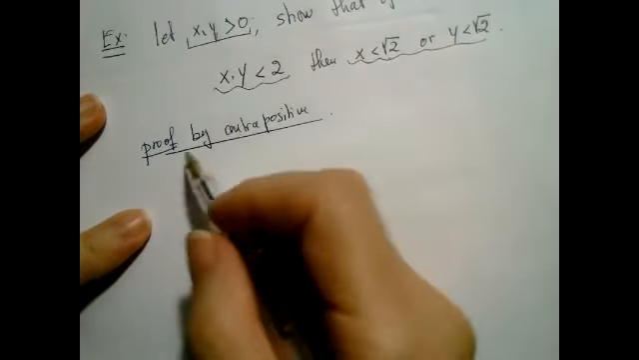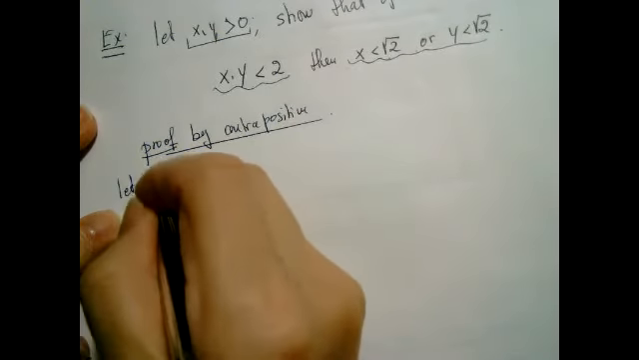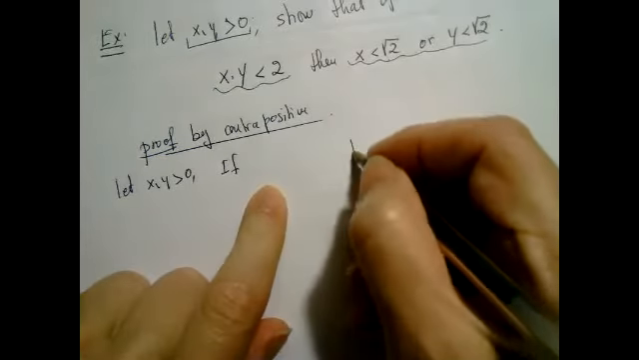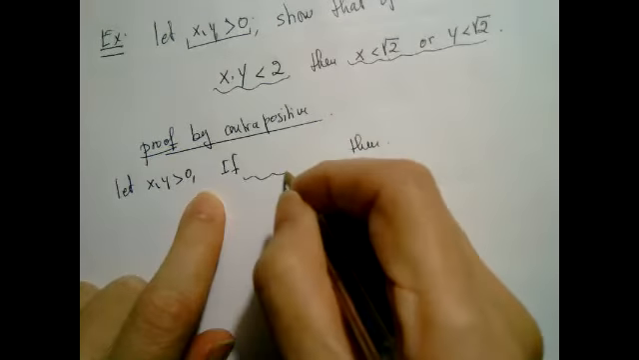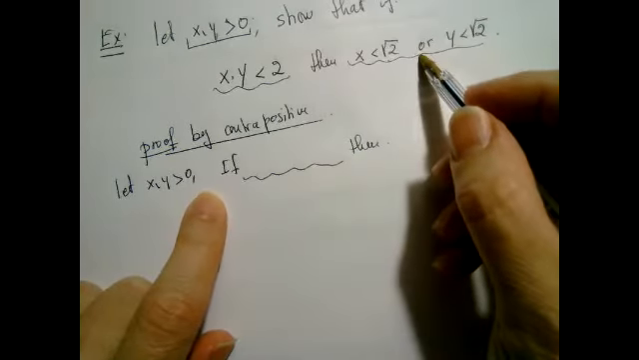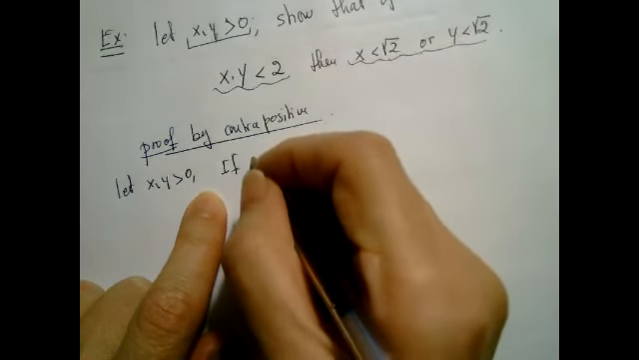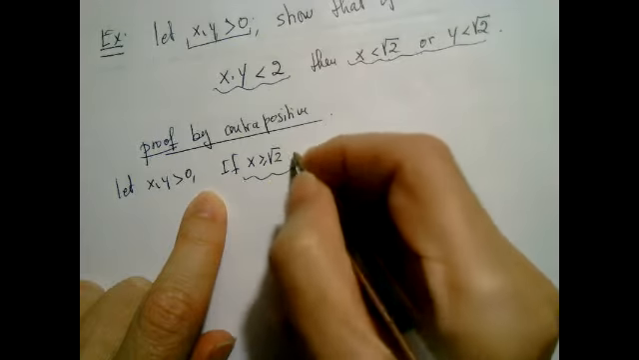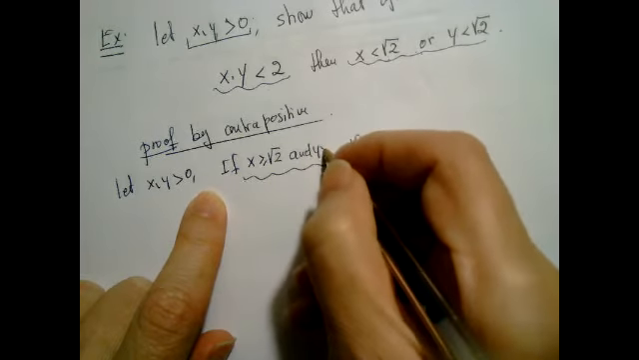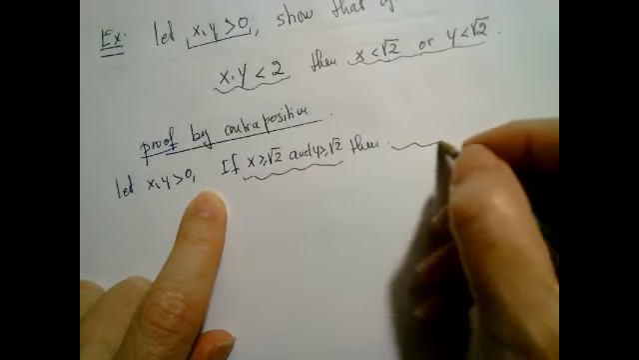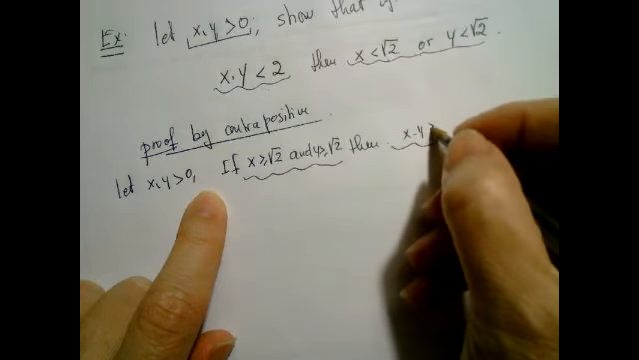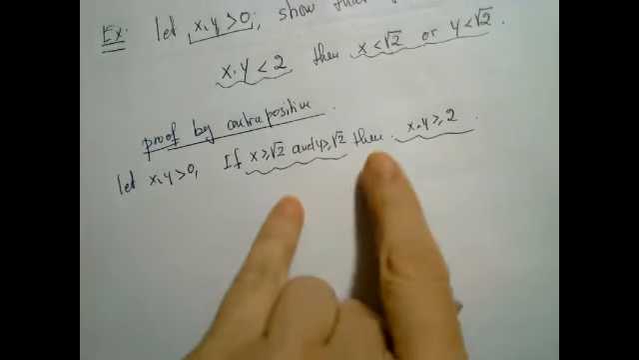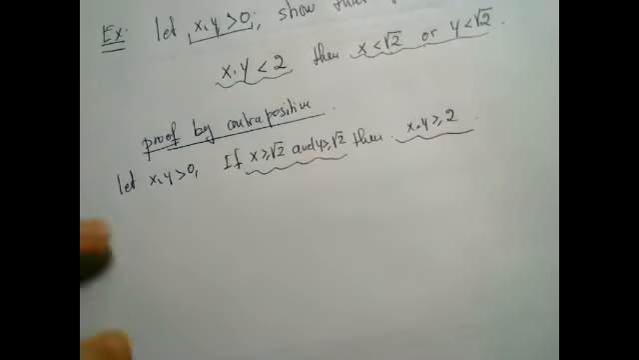Okay, because you're doing proof by contrapositive, now what's going to become my statement? And then, what's going to become this piece? If x is greater than or equal to the square root of 2 and y is greater than or equal to the square root of 2, then x times y will be greater than or equal to 2. Very good.